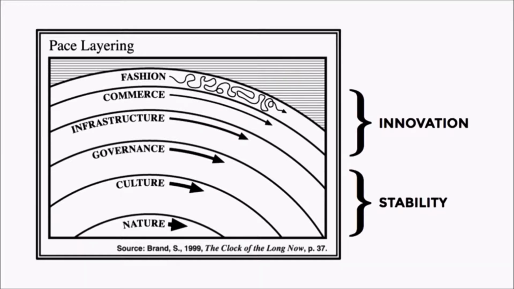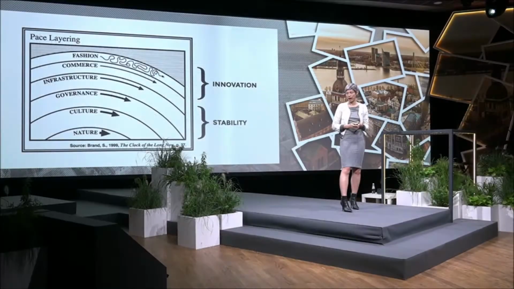Now, he also further discussed that within this pace layering, the bottom layers allow for stability, while the top layers that are moving much faster allow for innovation. But they all move in synchronization with each other for the progress of humanity. And I would even extend that to progress on a planetary scale.